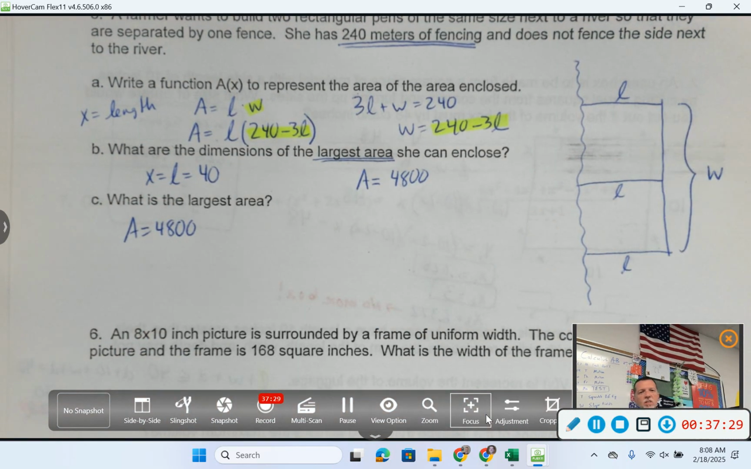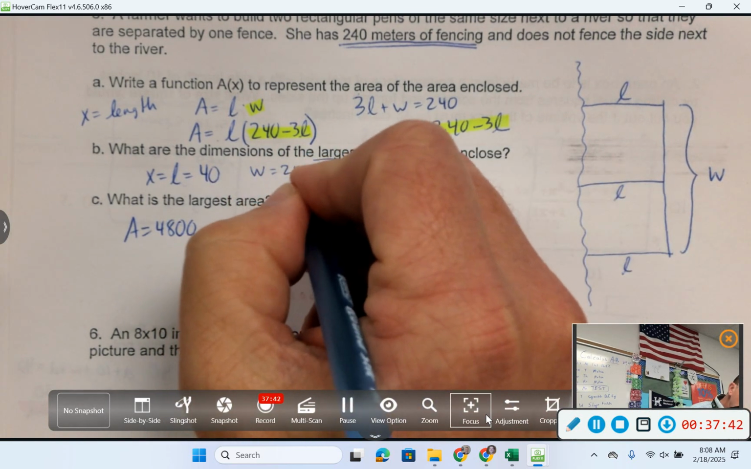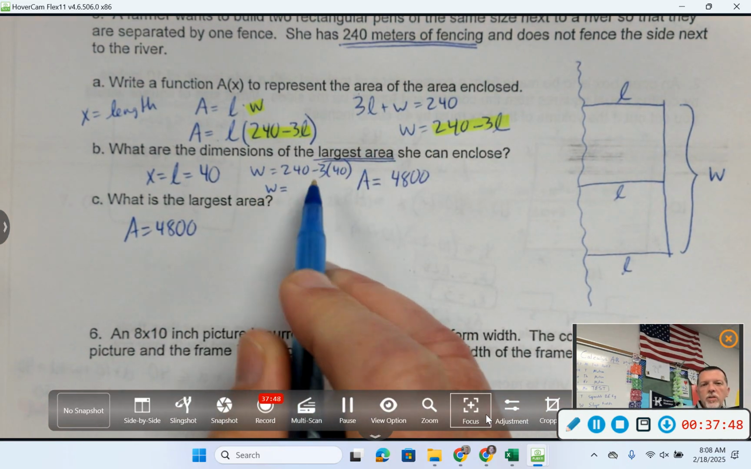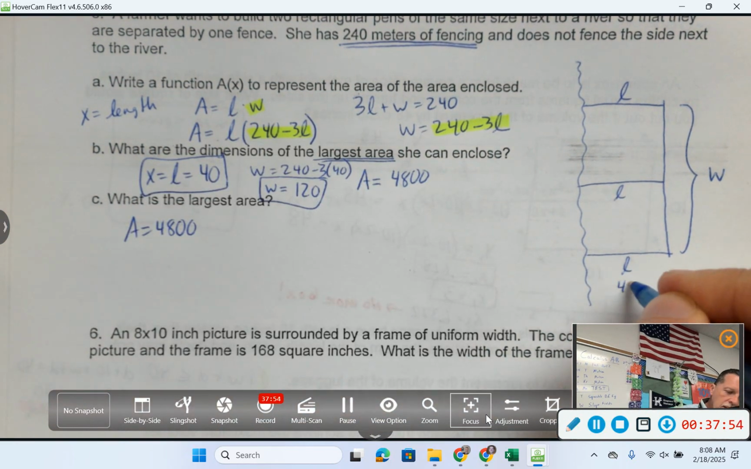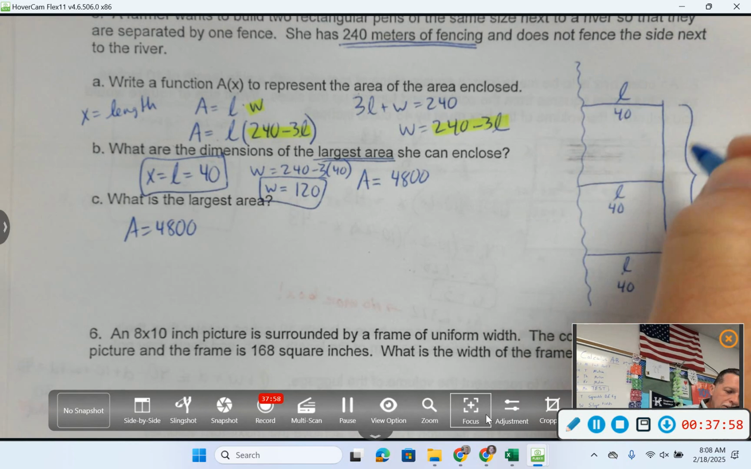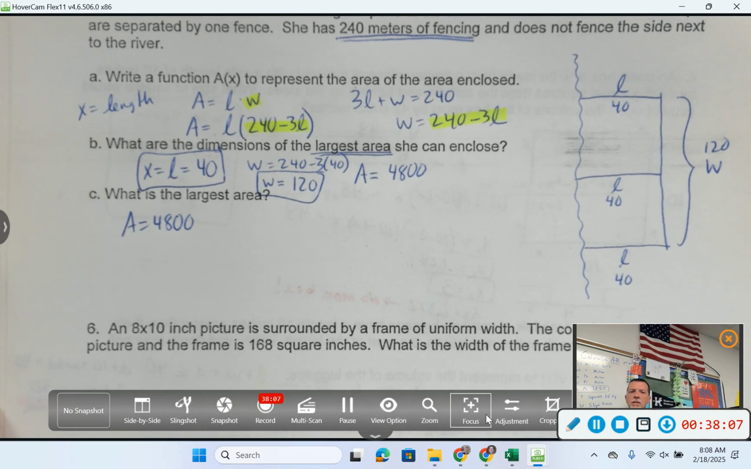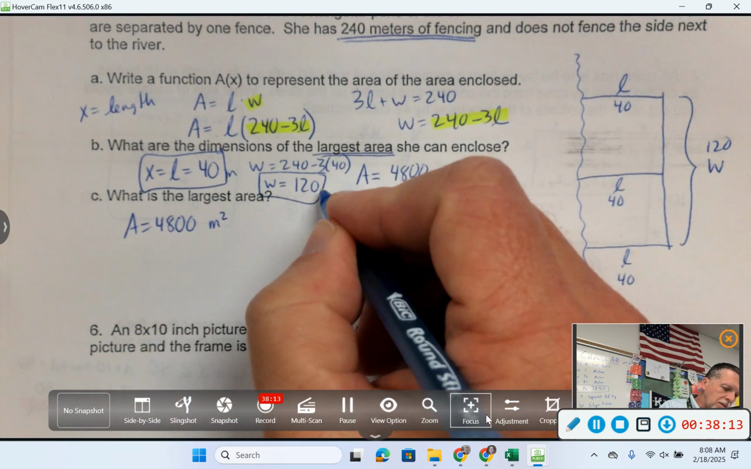What are the dimensions? 40 is L. 40 by whatever W, 240 minus 3L, is. So 3 times 40 is 120, 240 minus 120 is 120. So 40 by 120. I mean, I don't need to do this, but maybe this helps me kind of visualize that, yes, that uses 240 meters of fencing, and that maximizes the area we could enclose. Meters squared. Meters.